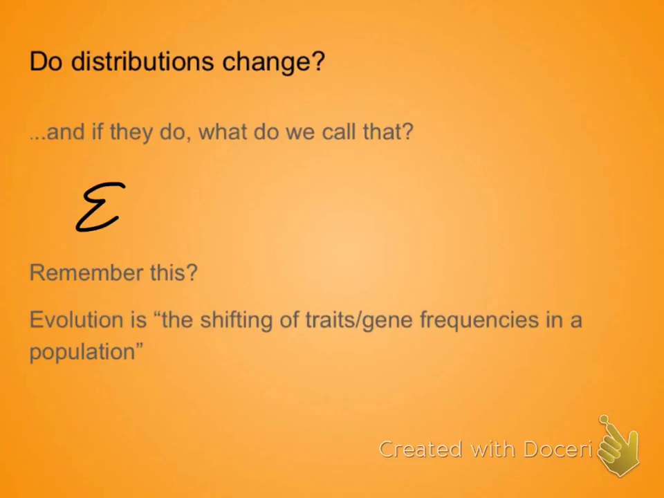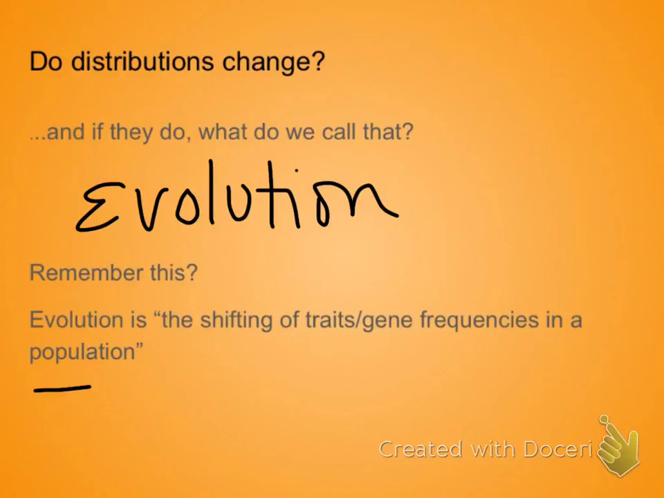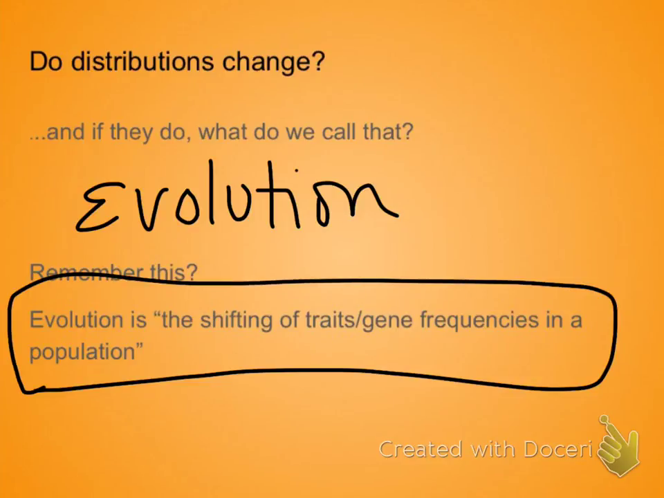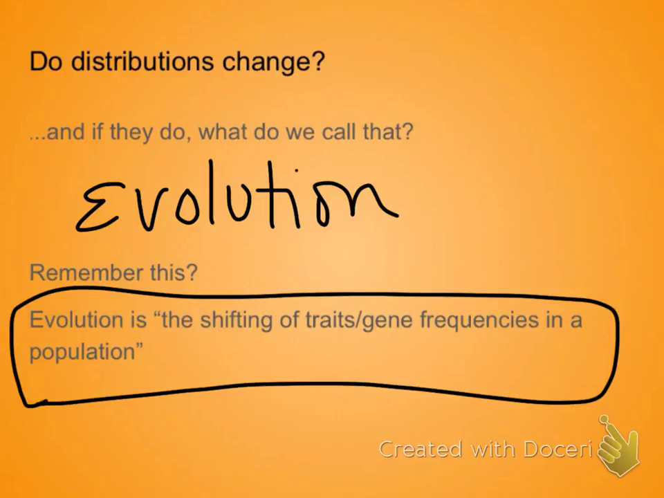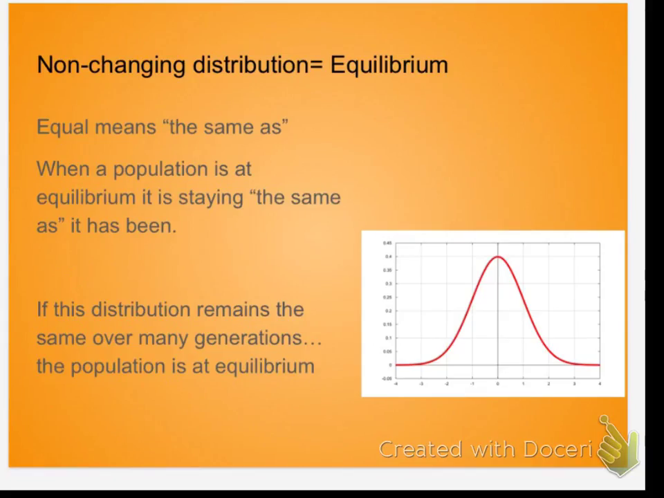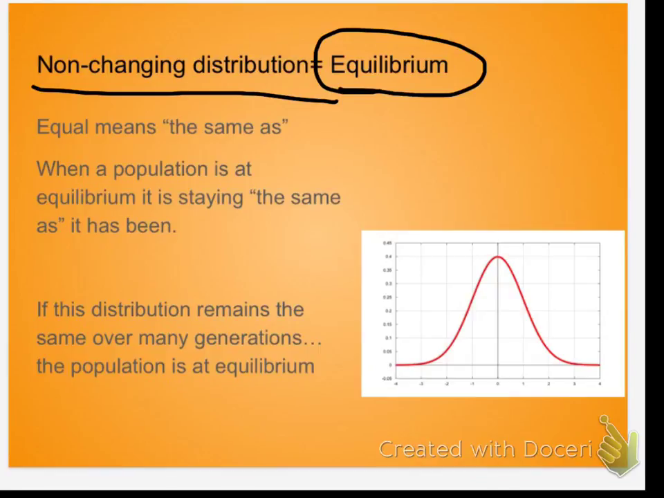Okay, so when distributions change, we call that evolution. Because remember, evolution is the shifting of traits and gene frequencies in a population. Can distributions change? You bet. Do they always change? Not necessarily. When it's non-changing, what we're talking about is something that is at equilibrium.